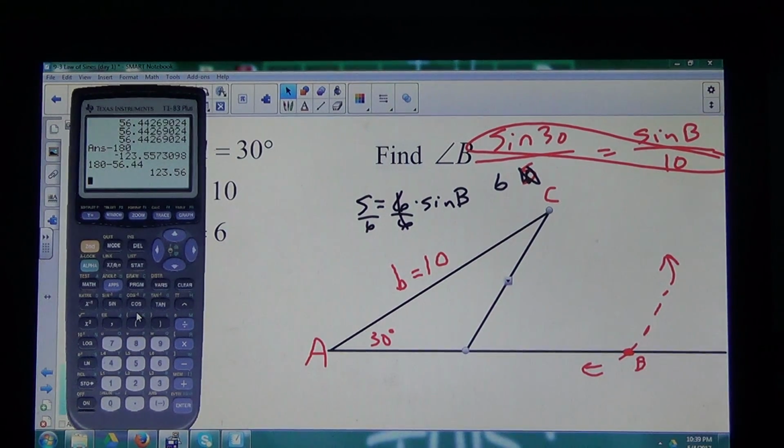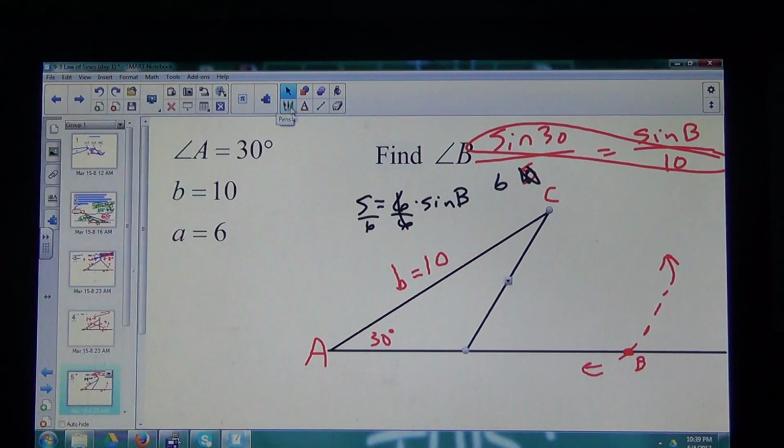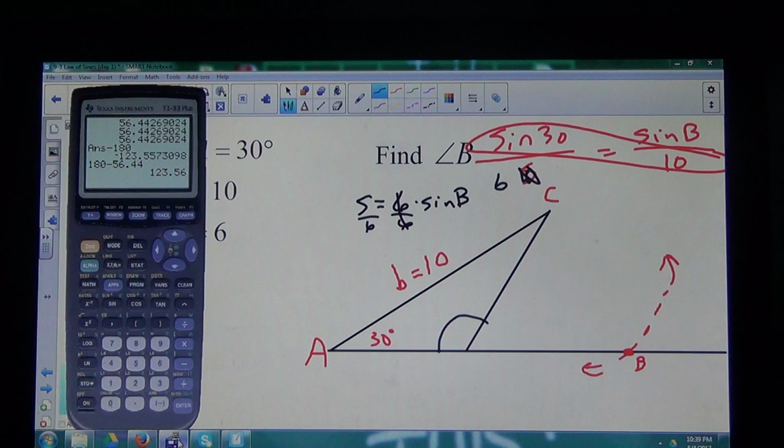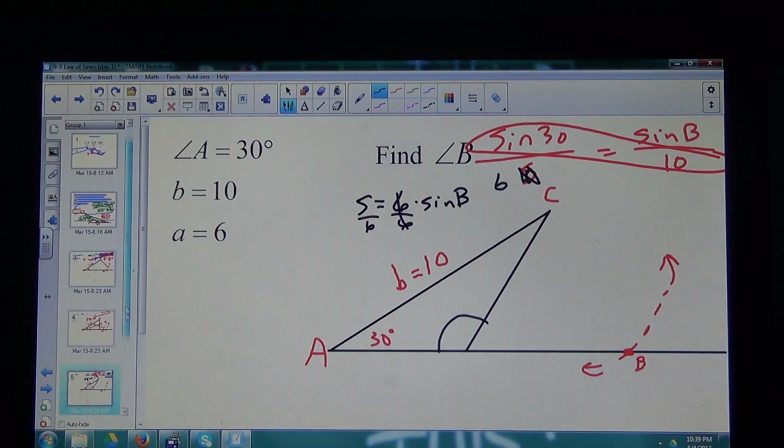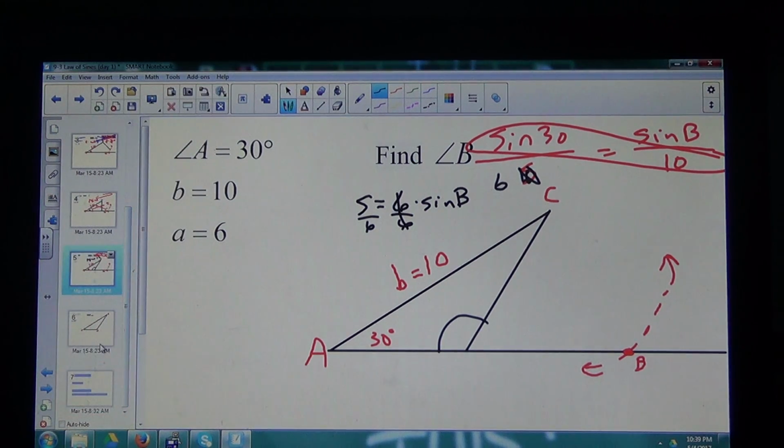And you get 123.56. So that's how they get the other angle, if you just subtract from 180. So then that angle could be here at 123.56. Okay, got one more example.